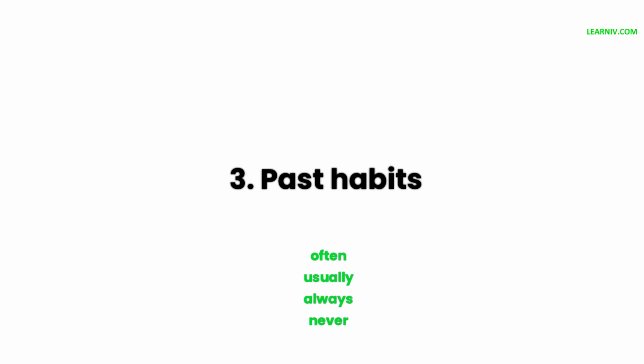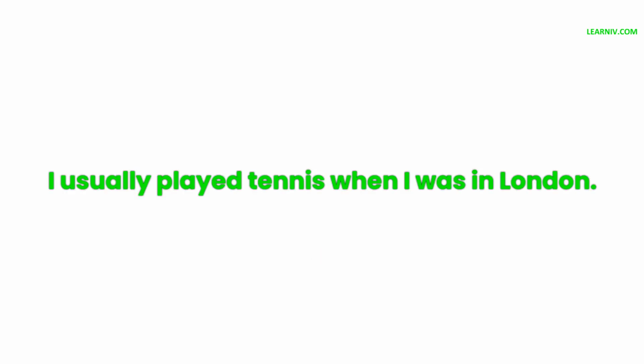The past simple tense is also used to describe past habits. When referring to past habits, the use of the past simple has the same meaning as the expression used to. These types of sentences are often combined with expressions of time such as often, usually, always, or never. Here's an example. I usually played tennis when I was in London.